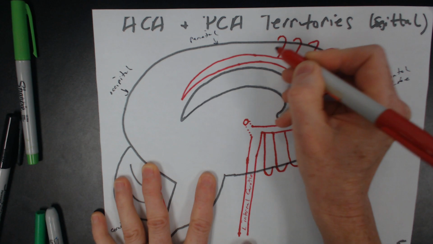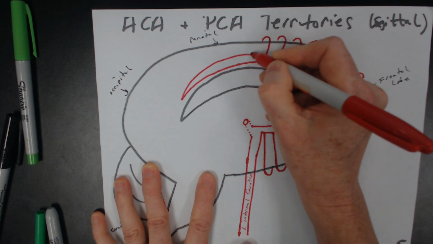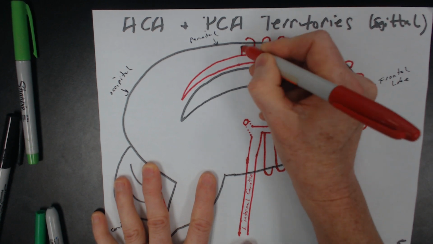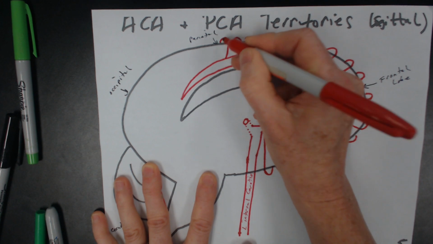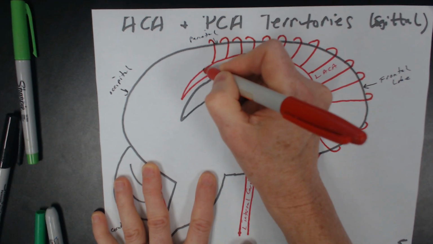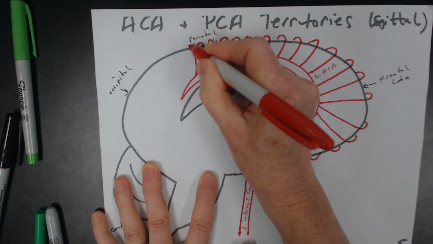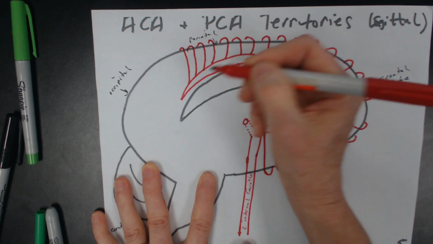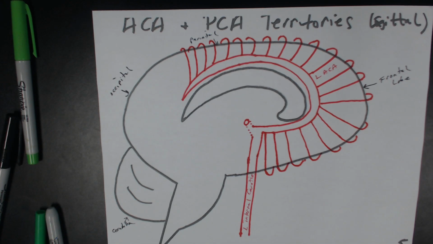So this is all ACA territory. So the majority of the medial surface of the brain is going to be ACA. That's both frontal and parietal. Everybody see what I'm doing there? This ACA's got all that territory.